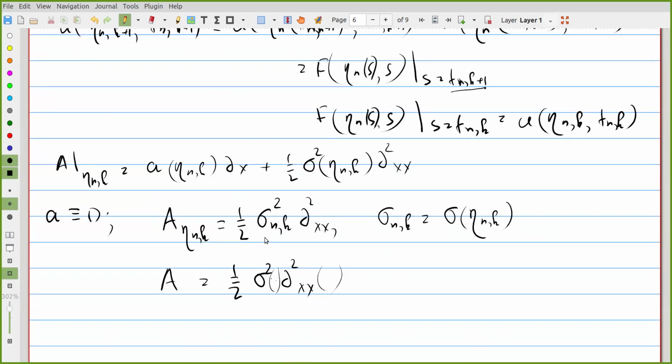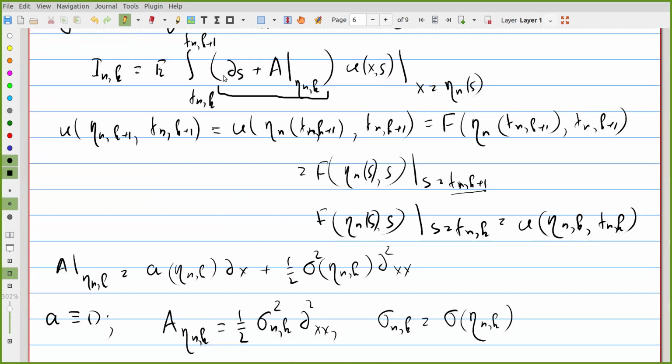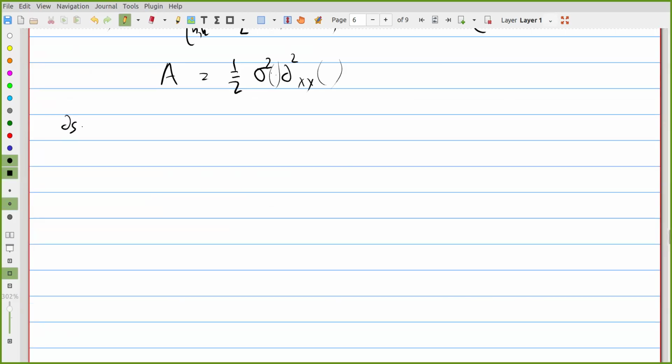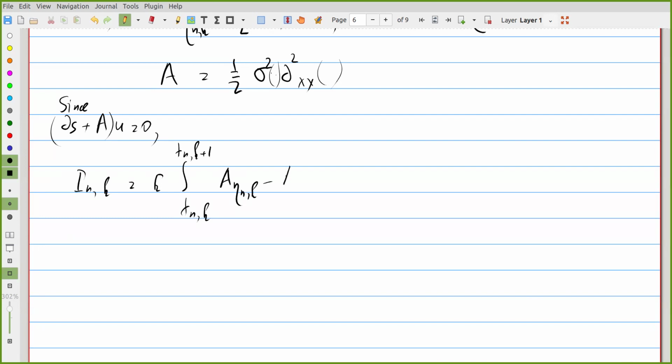Now, u is a solution of the corresponding parabolic equation. So instead of this ∂_s applied to u, I can write just A, because this happens. Since this, one can write t_n^{k+1}, A_{n,k} minus A applied to u(x, s), and then x equals to this ds.